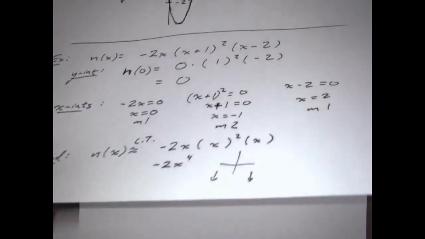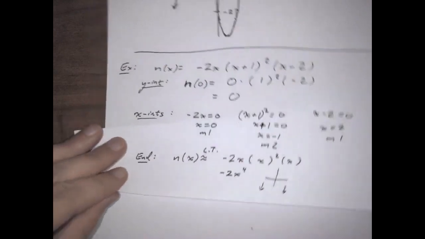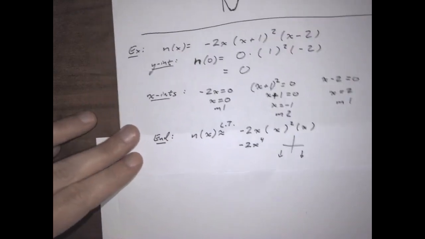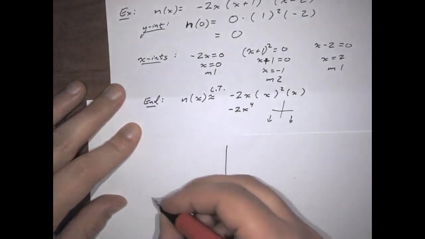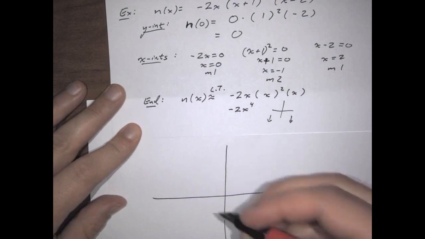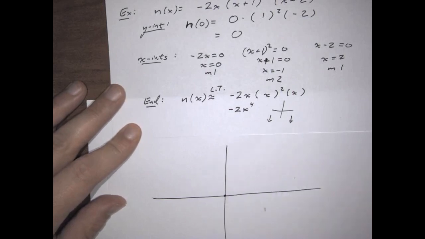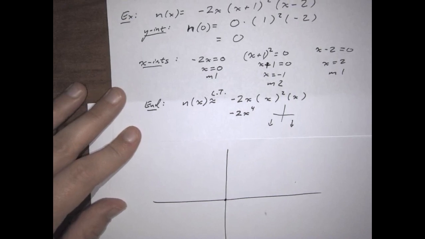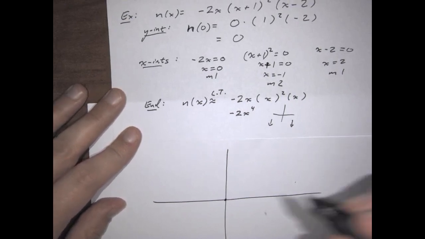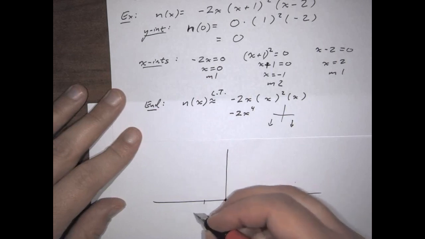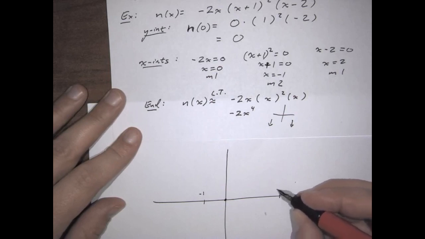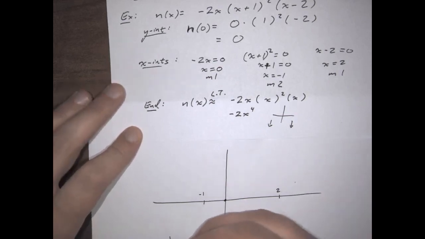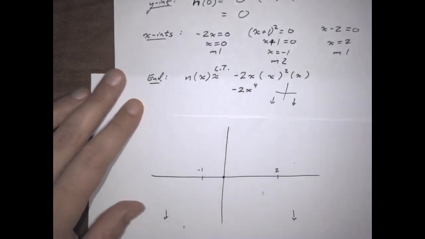And now, the final phase of this is just to put all the pieces together and make a graph. So now we just make the graph by putting the pieces that we know into play. We know that 0 is a y-intercept, also an x-intercept. We know that there is another x-intercept at x equals negative 1. We know that there is one at x equals positive 2. We know that it is ending below on both sides, both to the left and to the right.